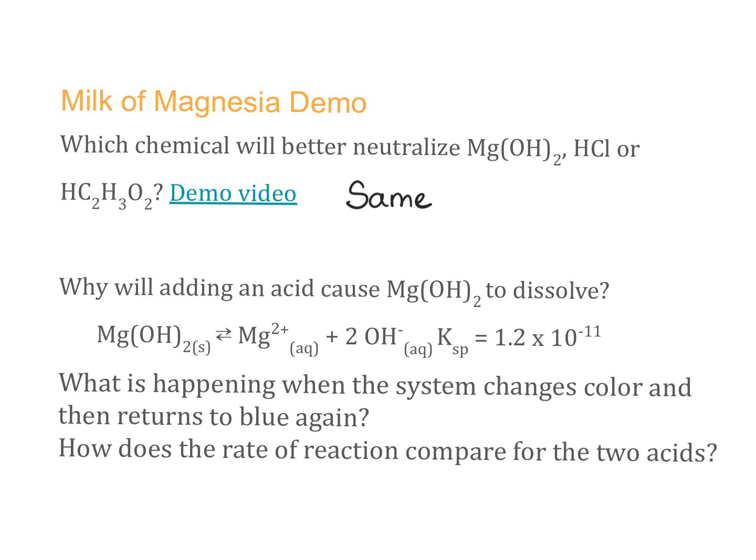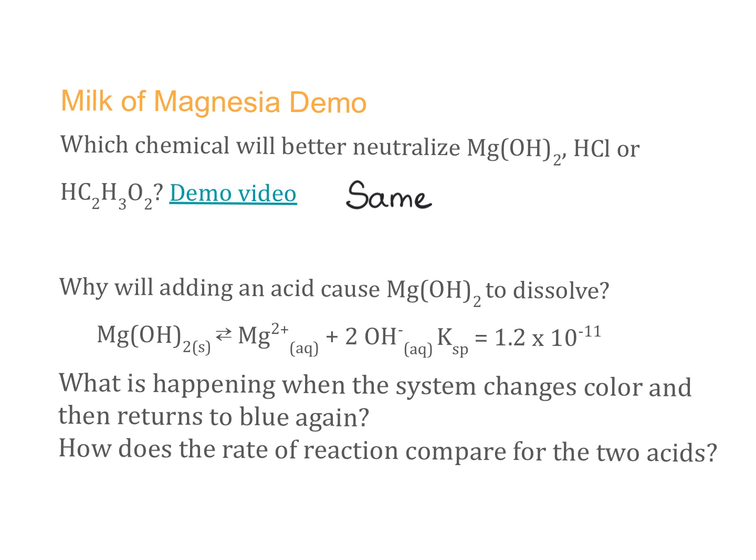Based on that demonstration, both hydrochloric acid and acetic acid neutralized with the same neutralizing ability. In other words, it took the same amount of 3 molar hydrochloric acid as it did 3 molar acetic acid to neutralize the same amount of magnesium hydroxide. So it seems that it doesn't matter if something is a weak or a strong acid, both neutralize the base with the same effectiveness. So first, it says, why will adding an acid cause magnesium hydroxide to dissolve?